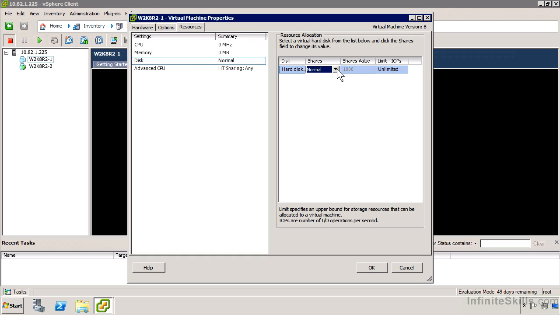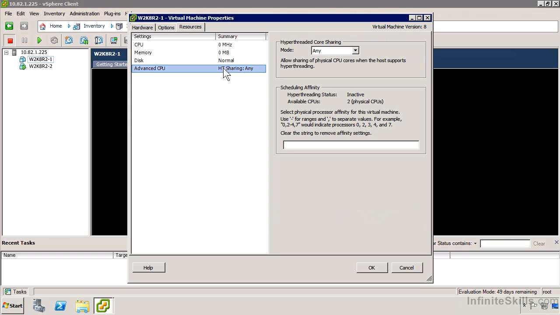And again, you see we also have a shares option here. So we could specify that this virtual machine has a higher or lower priority or standard priority for access to the disks. And you also can see that if the virtual machine has multiple disks, we can actually change those and set what the priorities for the different disks are. And maybe the data disk has a higher priority than the system disk. And you can also specify whether to do core sharing or not.